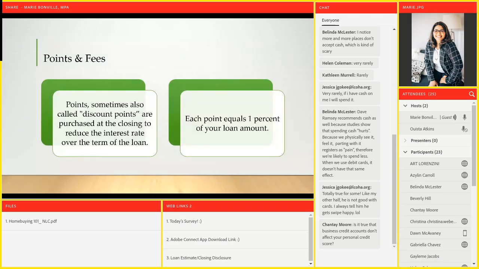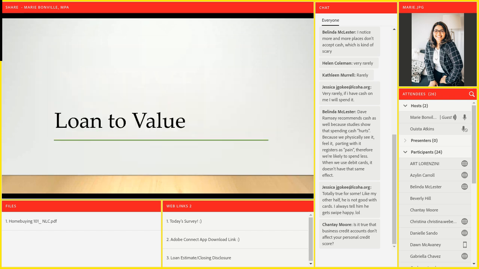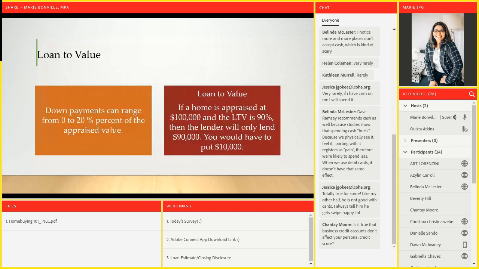Points and fees, I do want to mention points just because interest rates are high. So when someone's got enough money saved that they can cover their down payment and their closing costs, well, then maybe they should look at lowering their interest rate by paying points. So that's just another element to that. Some people are always confused. How do I know how much money I have to bring to the table?